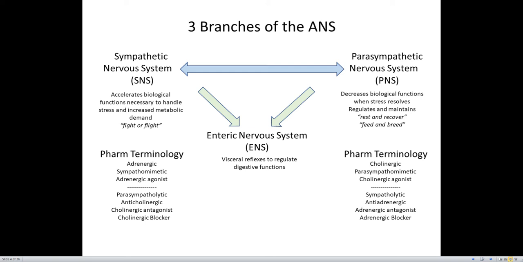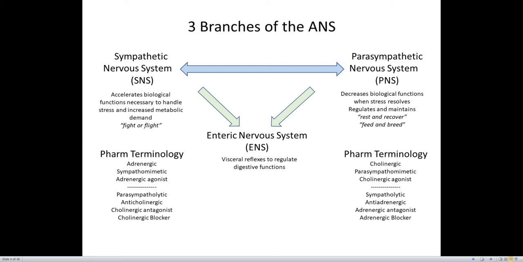There are three branches of the autonomic nervous system. The sympathetic nervous system, which most of you know as fight or flight, which accelerates biological functions necessary to handle stress and increase metabolic demand. And you'll hear me use that term a lot, increase metabolic demand, because really that's what requires an increase in cardiac output, an increase in minute ventilation, an increase in perfusion to tissue so that we can support the development of ATP energy that's required for metabolism. And of course, we need oxygen to do that, as mentioned in the previous slides.